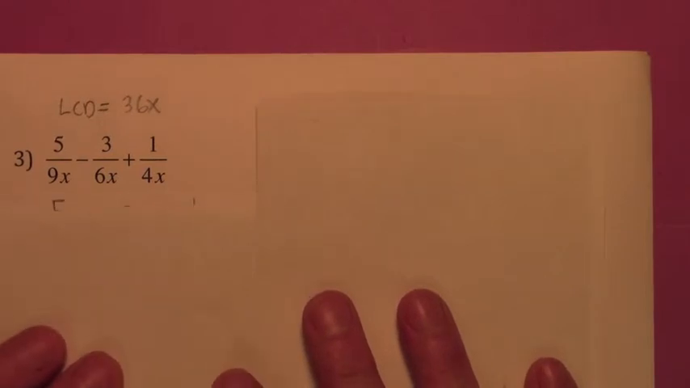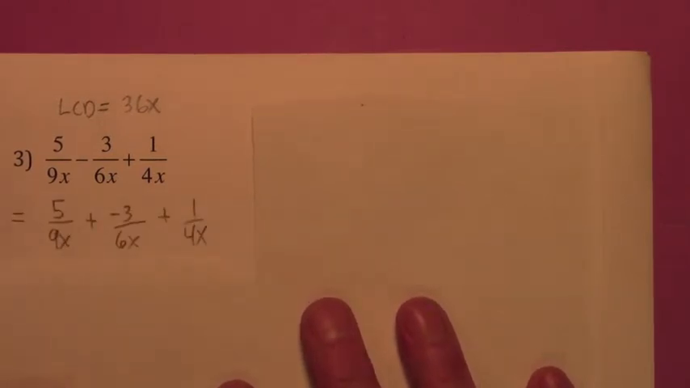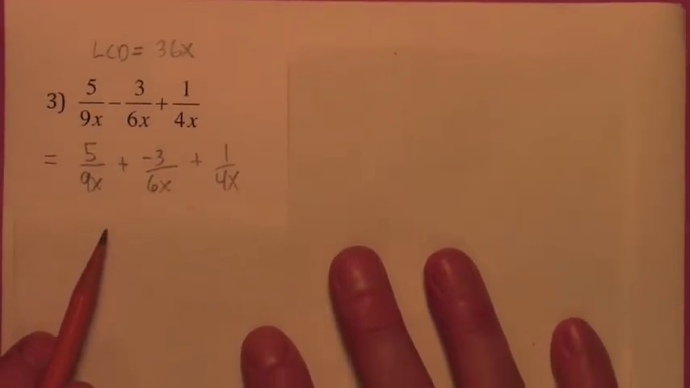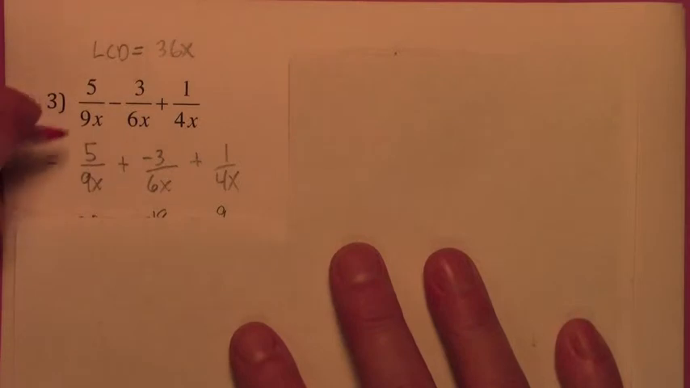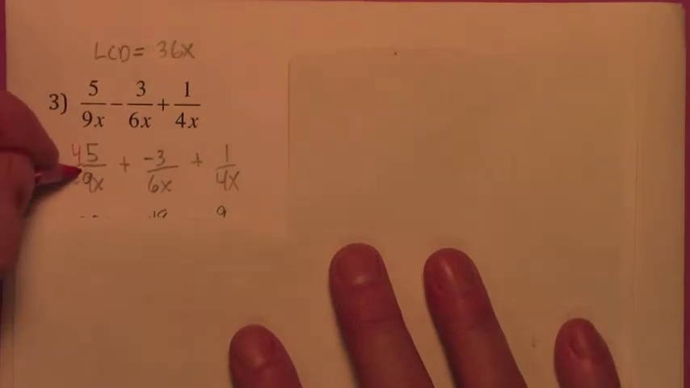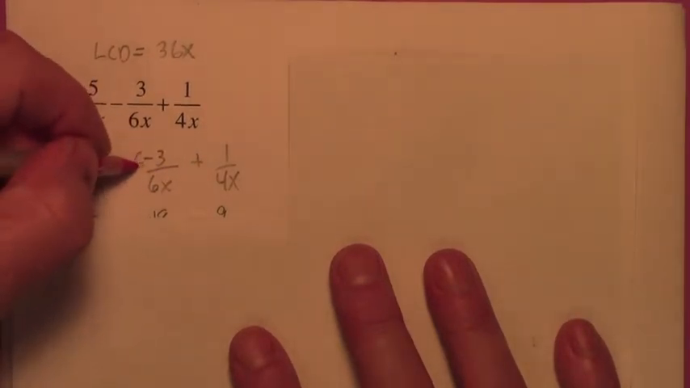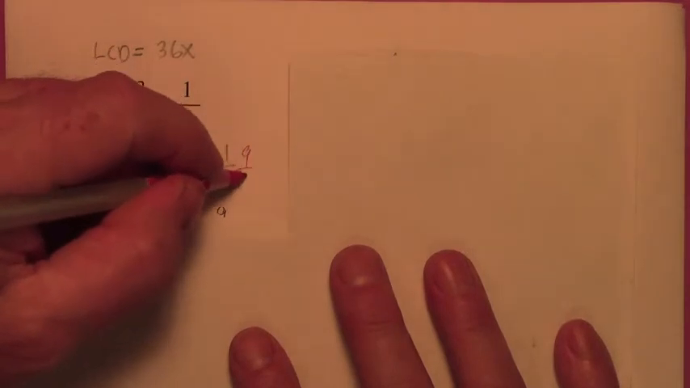Alright, so here we go. We've got to write them all over 36x. I changed to additive form. That's a good first step. So then to make them over 36x, let's multiply this on top and bottom by 4. So the bottom is 36x. This on top and bottom by 6. This on top and bottom by 9.